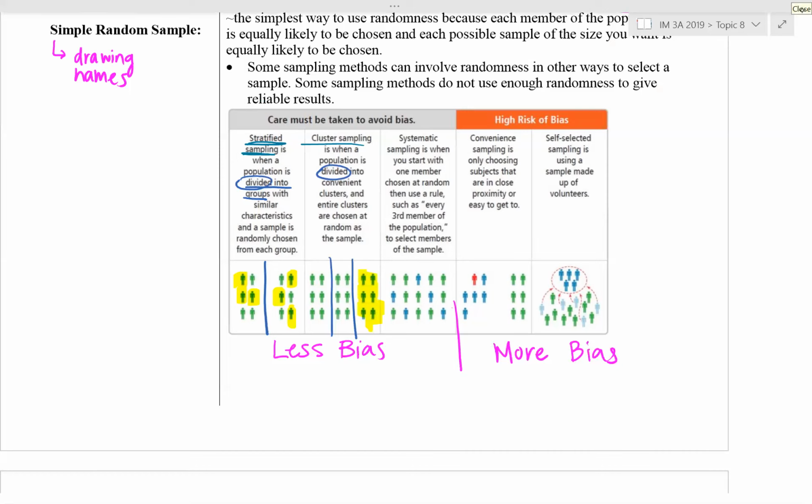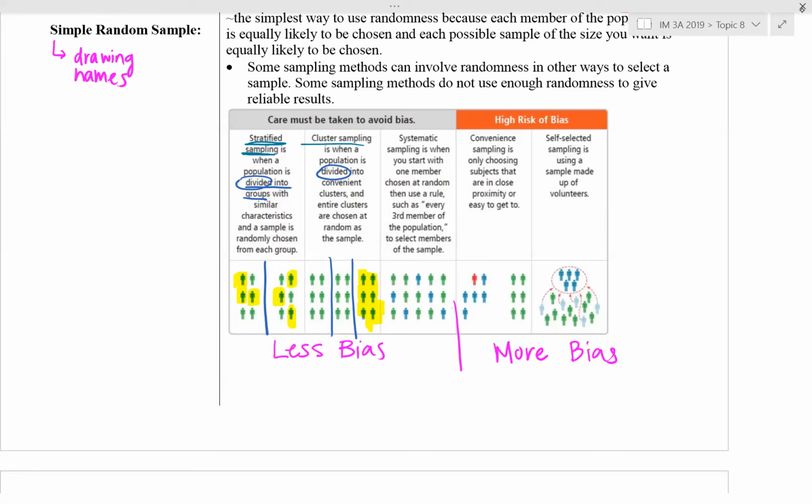Okay. So if I'm thinking about representing a high school, right? A stratified sample would be that I divide everybody into freshmen, sophomore, junior, senior, and I take 30 freshmen, 30 sophomores, 30 juniors, 30 seniors, right? And then a cluster sampling would be that I just take all the juniors and say, cool, this is my sample. Okay, so we can see why care must be taken to avoid bias, because if I want to represent the whole high school, we already talked about, it's not a good idea to just take one grade level.